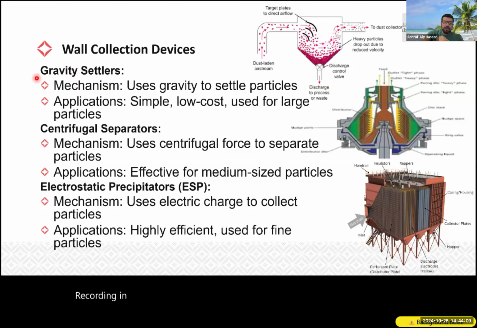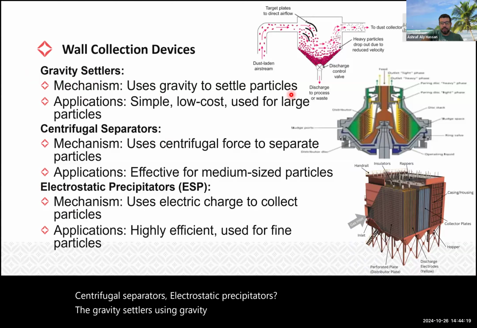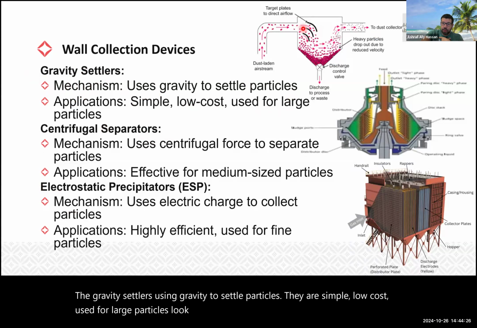Wall collection devices include gravity settlers, centrifugal separators, and electrostatic precipitators. The gravity settlers use gravity to settle particles. They are simple, low cost, and used for large particles. Look at this one over here going out.